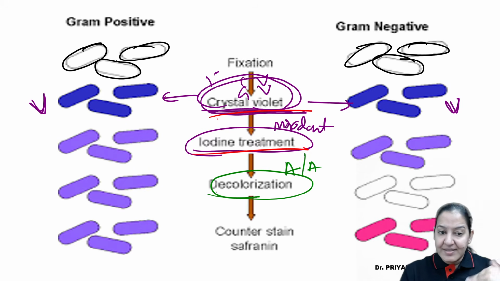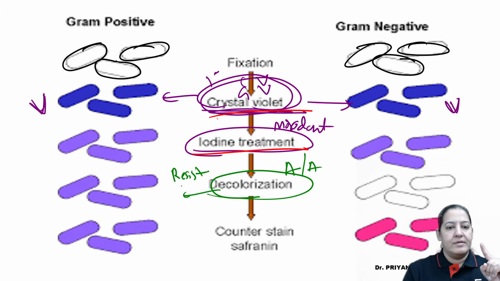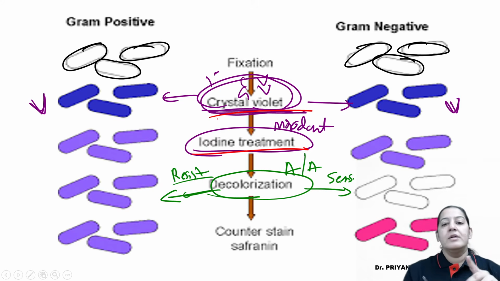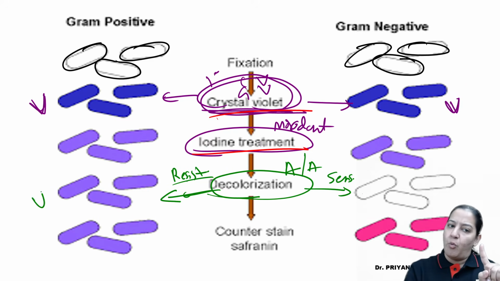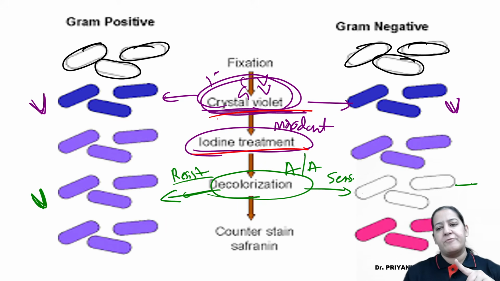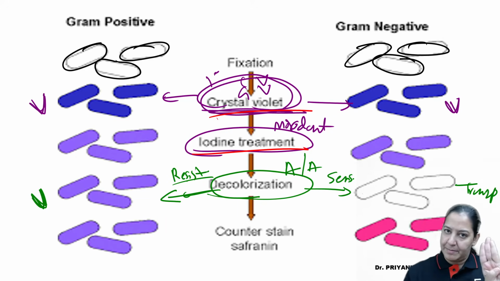Right. Now there are some bacteria which are resistant to decolorizer. They are resistant. They are not decolorized. And there are some bacteria which are sensitive to decolorizer. So decolorizer will decolorize them. Now the ones which are resistant to decolorizer are still violet. And the ones which are sensitive to the decolorizer become transparent in step 3.